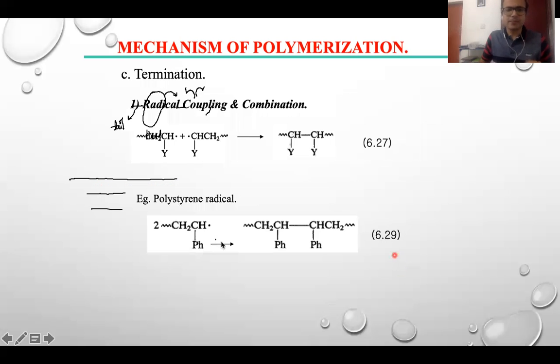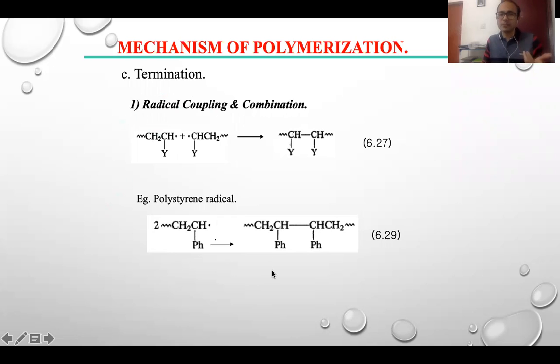Moving on further, we have here the termination step being discussed. Okay, so apart from propagation, you have another important step involved in the free radical polymerization, and that is nothing but your termination step. Okay, so termination involves a few methods by which the termination can happen. One of the methods by which termination can happen is radical coupling or radical combination.